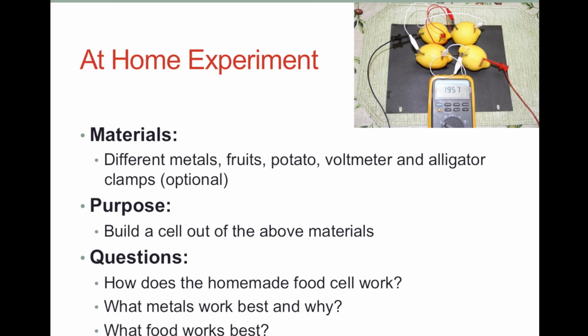One, see if you can determine how a food cell works and be able to explain it. Just remember, it's just like a galvanic cell that we have just covered. Two, see what type of metals work best and see if you can explain this using the activity series. And lastly, see what type of foods work best. We didn't necessarily talk too much about this, but see if maybe you can come up with some ideas on why.